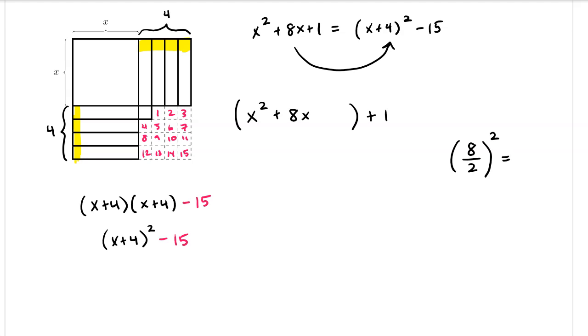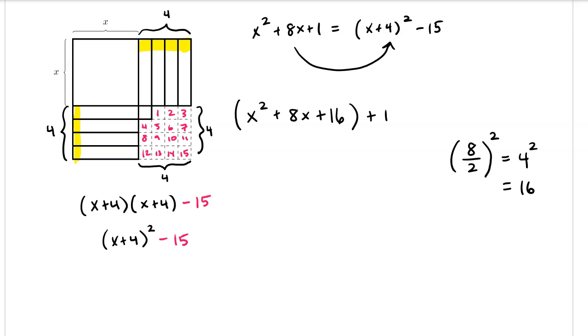And if I do that, 8 divided by 2 is 4, and 4 squared is 16. And 16 represents the number of tiny squares that we would have, because this is 4 by 4. So 16 represents the total number of tiny squares that we need. So what I'm going to do here is I'm going to put plus 16 here.